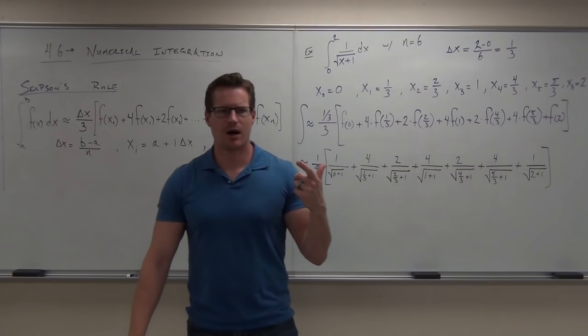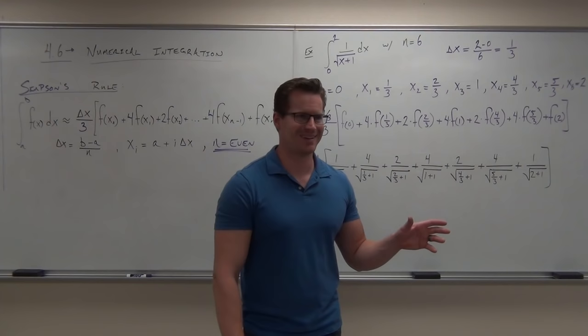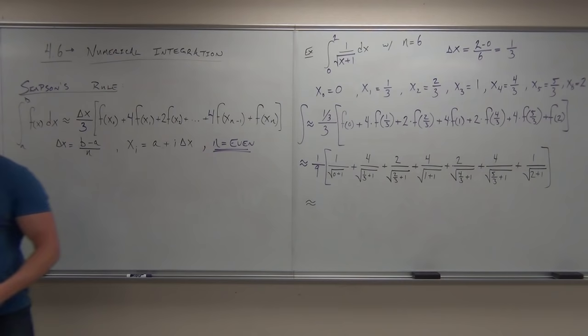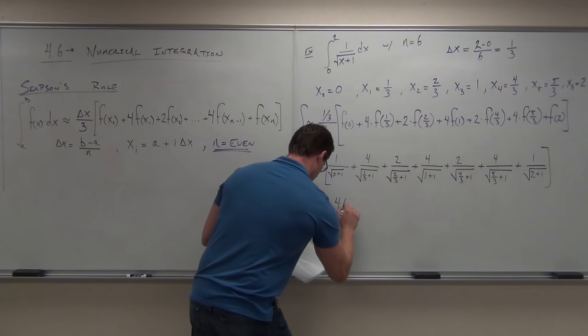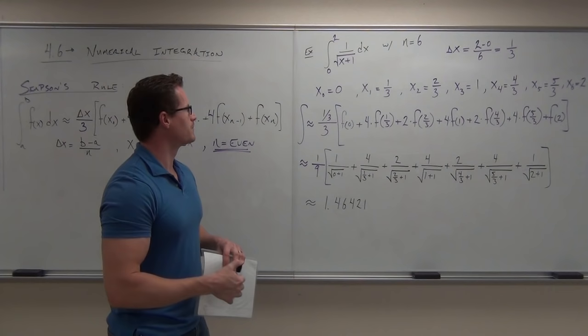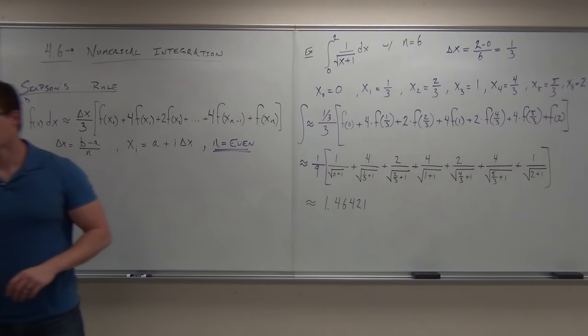Now, I've already done it. You guys can go ahead and see if you can check my work, but just for the sake of time, it's going to take a little while. So here's what it ends up giving you: approximately 1.46421 is what that is. Show of hands, feel okay with the idea?